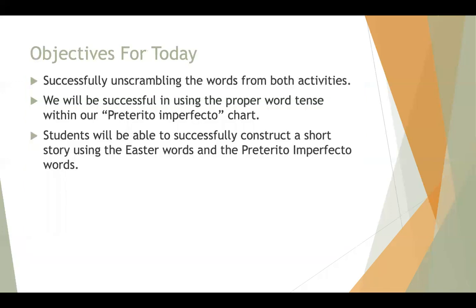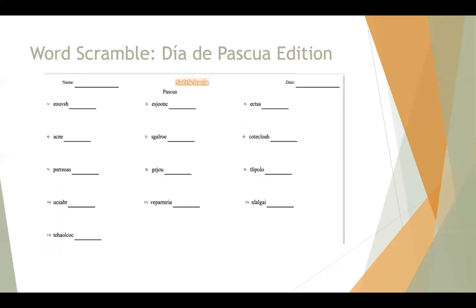The objectives for today would be successfully unscrambling the words from both activities, which are your Easter day and pretérito imperfecto, which also have newer words, some that we used yesterday and some other new ones that hopefully we can get to using today. Students will also be able to successfully construct a short story using the Easter words and the pretérito imperfecto words. So after we unscramble everything, I hope that you guys will use those words. At the end, the short stories you will share out within groups, but we'll talk about that towards the end of the day or after we do the activities.